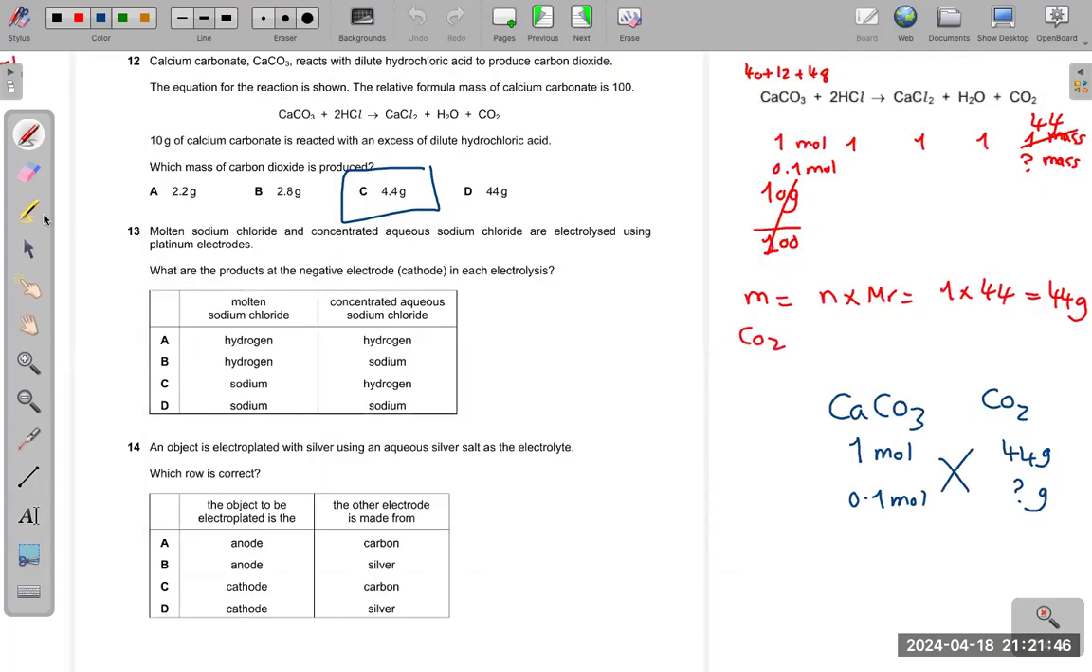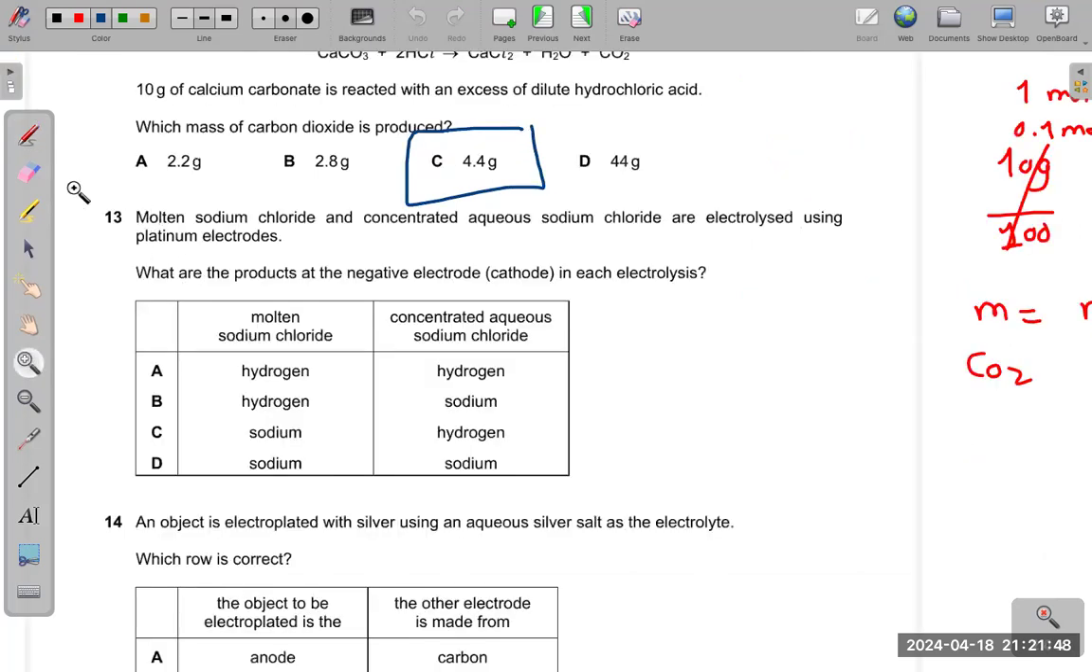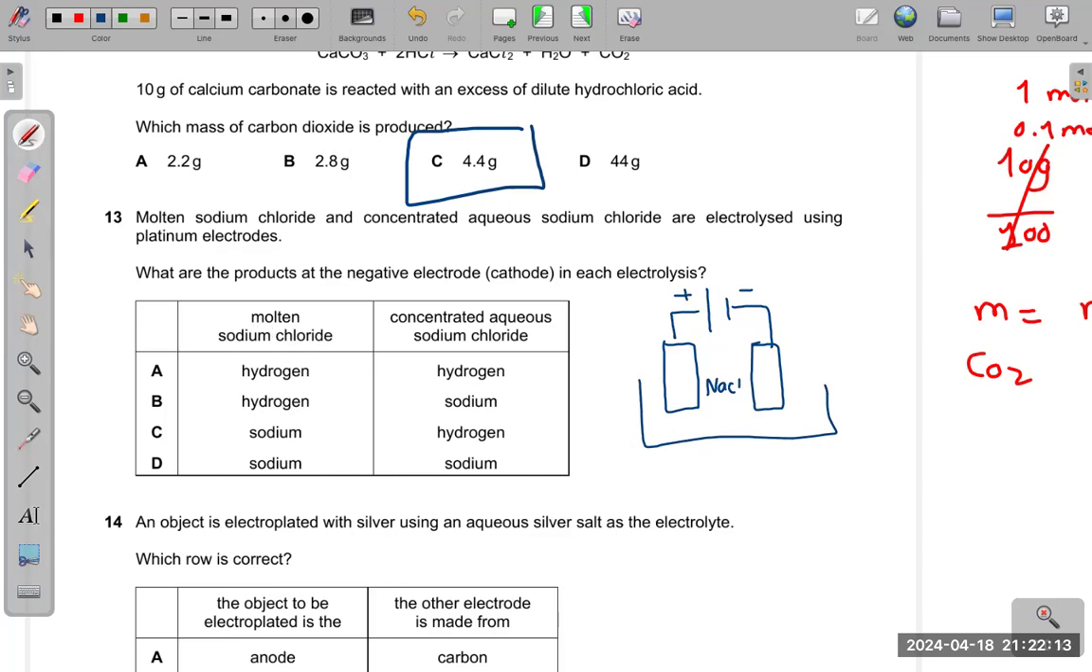The molten sodium chloride and concentrated aqueous sodium chloride are electrolyzed using platinum electrodes. What is the product at the negative electrode in each electrolysis? So I'm making molten sodium chloride, with plus and minus. So I have NaCl. In the first case, it's molten. In the second case, it's aqueous.